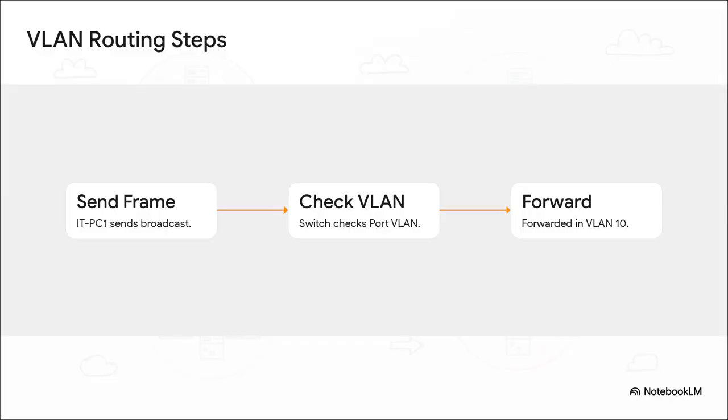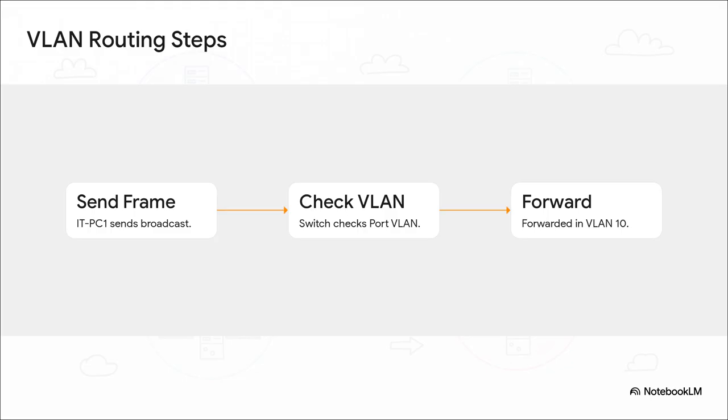Let's trace a day in the life of a broadcast frame to see this in action. Step 1, IT PC1 builds its broadcast frame, looking for that printer again. Now, crucially, the PC has absolutely no clue that VLANs even exist. It just sends out a standard frame. Step 2, the frame hits the switch, but before forwarding anything, the switch pauses. It checks its internal table and asks, okay, what VLAN is this arriving port assigned to? It sees port 1 is in VLAN 10.